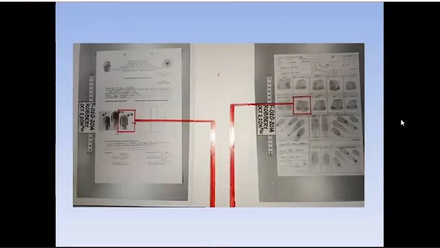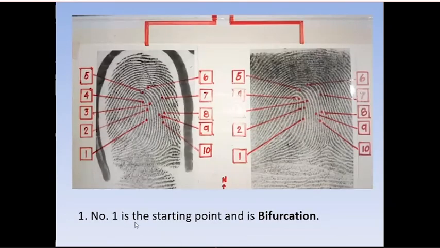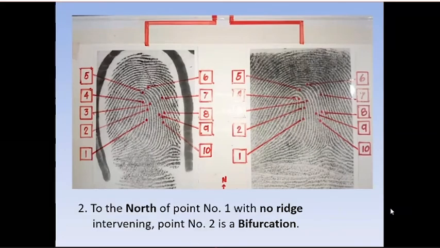Isa-isahin natin. Yan. Dito tayo. Ito yung explanation na dapat makita. Point number 1 is the starting point and is bifurcation. Yan. Diba? To the north of the point number 1 with no ridge intervening, point number 2 is a bifurcation. Ito yung tinatawag natin relationship of the ridge detail. Diba? Positioning of the ridge details.